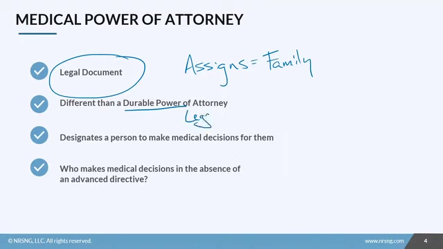So these are things that, for instance, are legal or financial issues. If they need to get access to their bank account, or pay bills, or they have other court or legal issues, this is where the durable power of attorney comes in. It is not a medical power of attorney, and people cannot use a durable power of attorney to make medical decisions. You need a specific medical power of attorney.